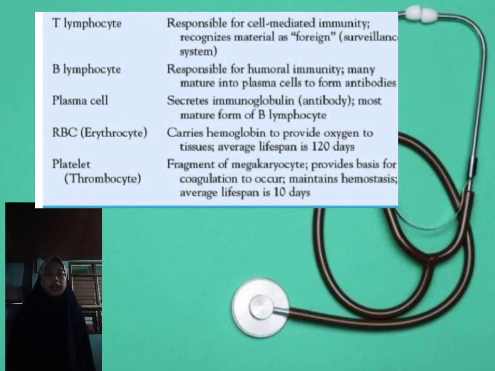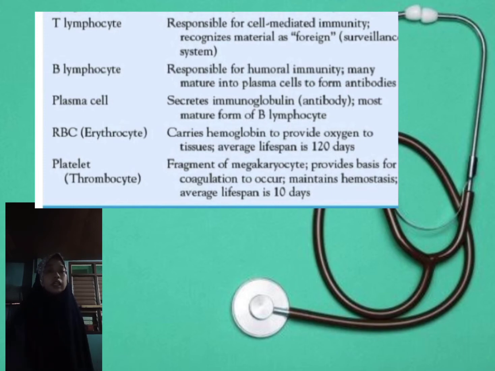The RBC, or erythrocyte, carries hemoglobin to provide oxygen to tissues. Average lifespan is 120 days. The red blood cell, known as the erythrocyte, delivers oxygen to the tissues in your body. Oxygen turns into energy and your tissues release carbon dioxide.